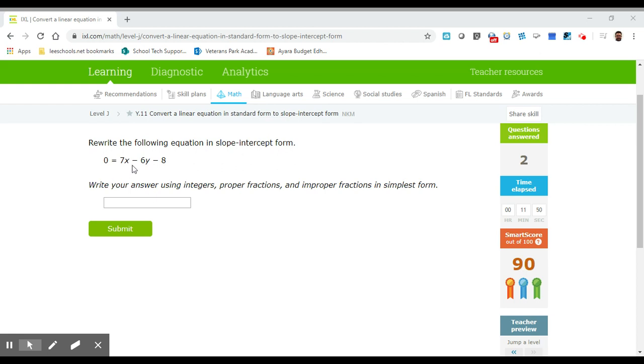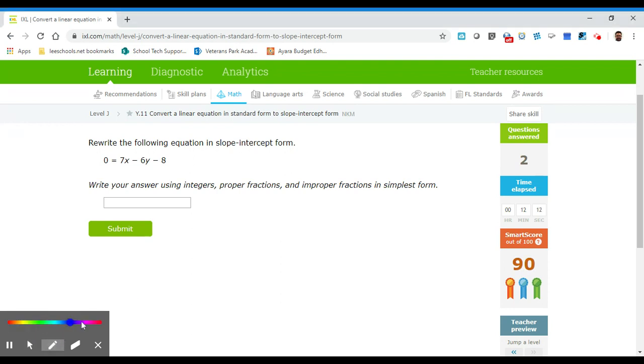All right, what do we have here? On converting a linear equation in standard form to slope-intercept form, check out this craziness over here. They have it all sorts of mixed up. It's not even in standard form. You have a 0 on this side, and all your terms are on the right-hand side of the equation.